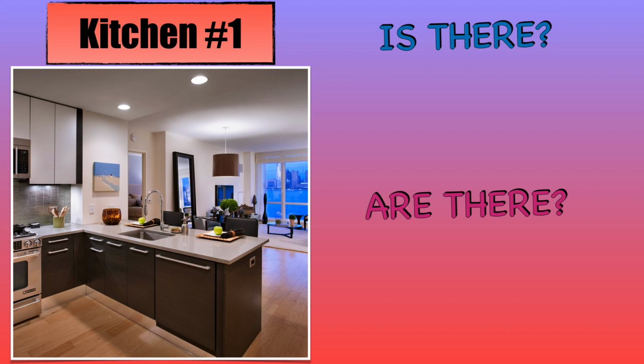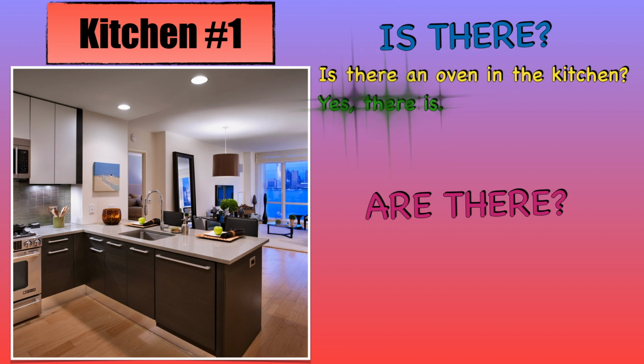Let's start with the question, is there? So remember, is there is a question we ask when it's just one. So the first question, is there an oven in the kitchen? Now let's look at that picture. I can see an oven. So the answer will be, yes, there is. Because it's right there. I can see the oven. Can you see the oven?